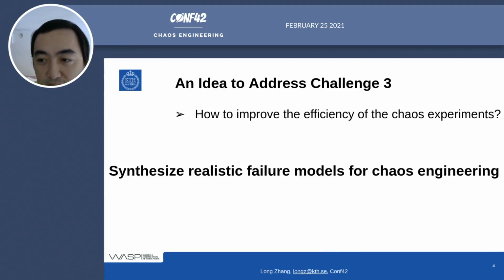Based on this idea, we would like to do deeper research, so we narrow down the scope. We want to focus on system call invocations at this moment. Of course, this idea can be explored at other levels. For example, at the application level, we can also synthesize failure models with respect to Java exceptions and try them in chaos engineering experiments. That should also work. But today I would like to present only our research work at the system call invocation level, about how to synthesize realistic failure models for chaos engineering experiments.